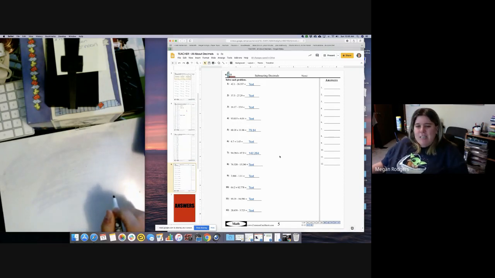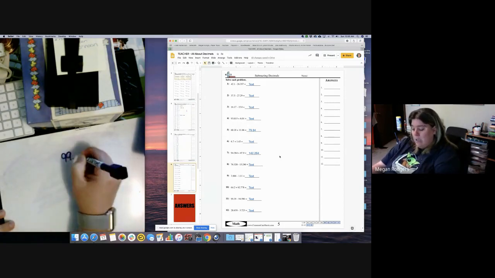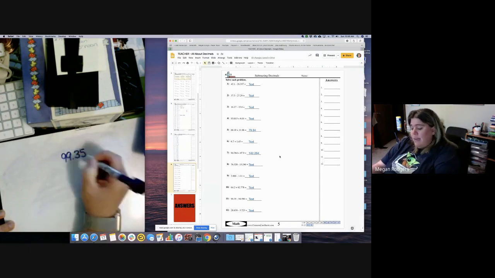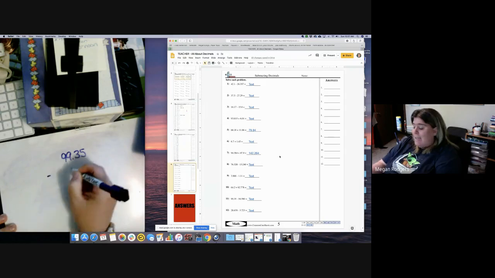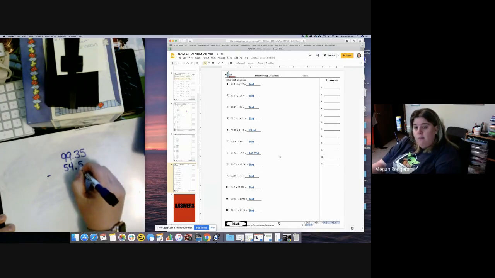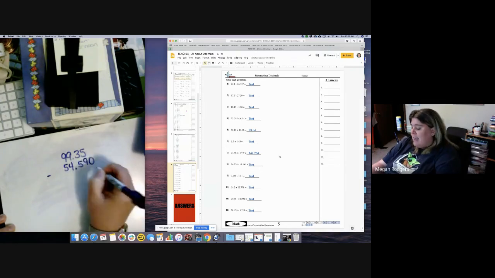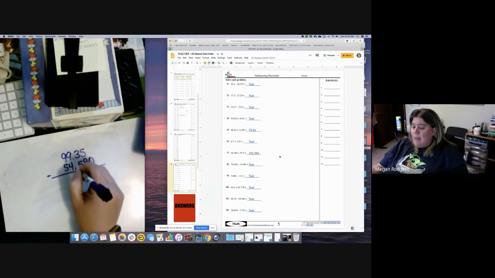In fact, I'm just going to glance down at number 11. When you first glance at number 11, you might think that's going to be negative. But if we actually write out the problem, we're going to see it's not. So 99 and 35 hundredths minus 54, because that's our whole number, and 590 thousandths. So I need to make sure that I line up my decimals again.